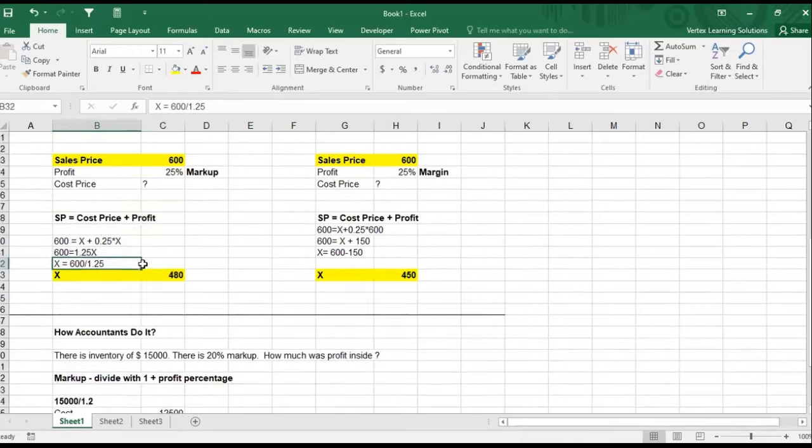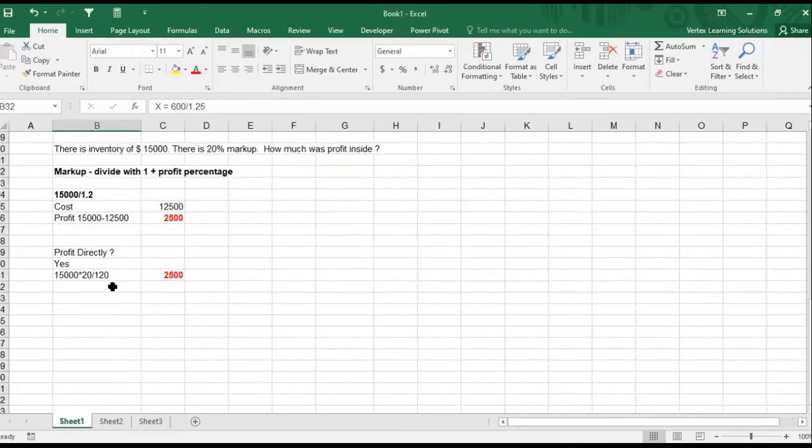If I have to do it in a short way, this is how I can do. 15,000 into 20 divided by 120. Why is it 20 by 120? Because profit percentage was 20%. If profit percentage was 25%, I would have said 15,000 into 25 divided by 125. I didn't say 15,000 into 25 because it is 20. I mean, if I had 20%, I would do it with 20. If I have 25, I will do 25. Now you may ask, what is the logic for that?